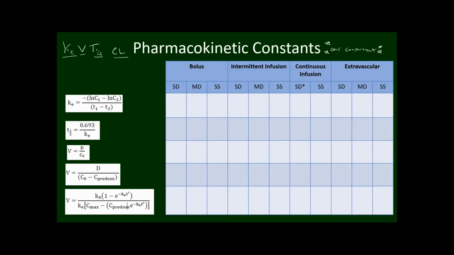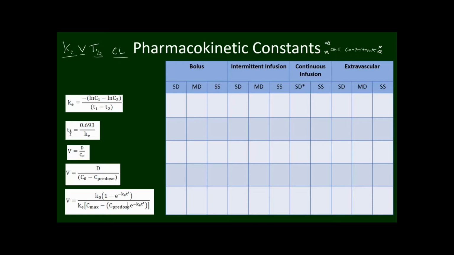So let's get started. The layout I have here is a table that shows different types of dosing. You have your bolus, intermittent infusion, continuous infusion, and extravascular dosing on the top row. And then below that, I have it divided by the frequency of doses. So we have single dose, multiple dose, and steady state dosing. Each of those are captured for each of the dosing types. And for each row, we have an equation that matches up to it, and we're going to see where this equation applies to these given doses and frequency of the doses.